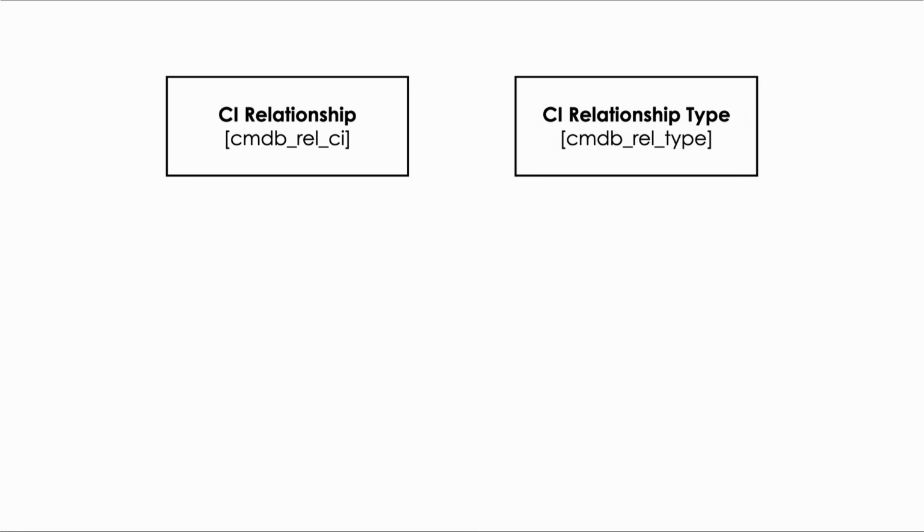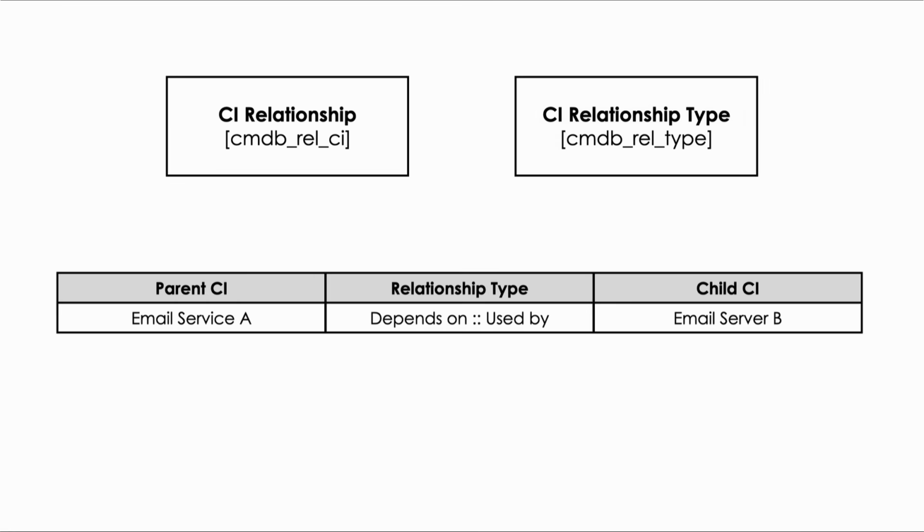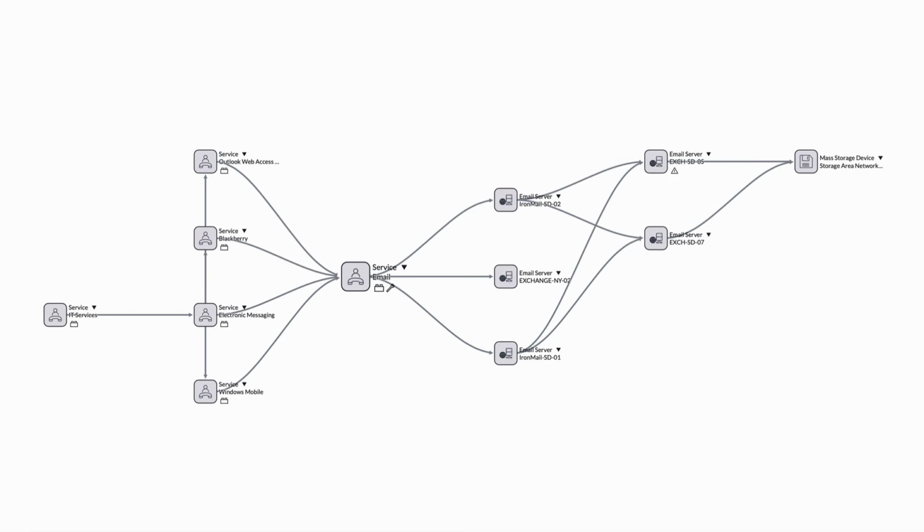It's done by inserting a row in the CI relationship table and populating reference fields for a parent CI, a child CI, and a relationship type. These relationship records make it possible to construct a dependency map like this. It depicts all of the infrastructure items that work together to deliver some valuable IT service.